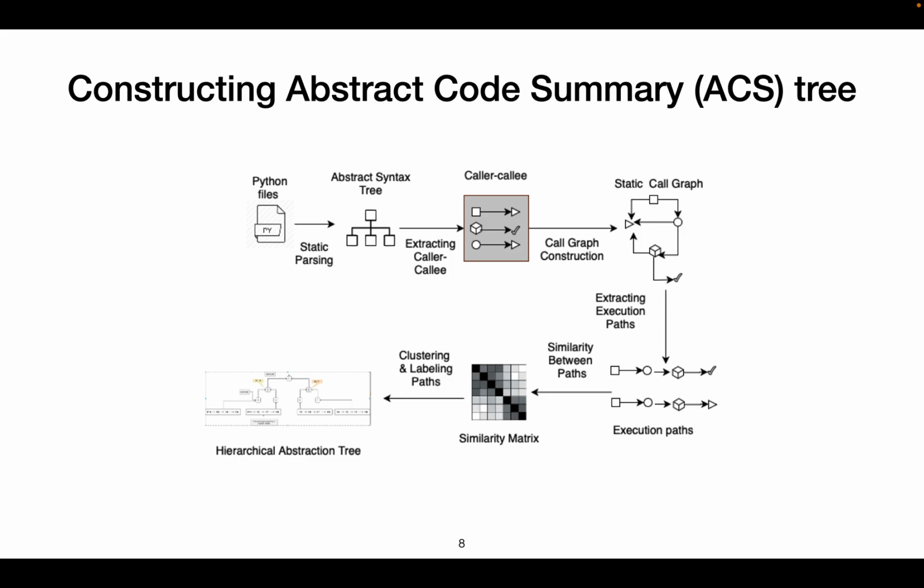in development activity. So first we get the Python files, as our subject system was in Python. Then we generate the abstract syntax tree, and from the syntax tree we can get the relationship between different methods. We call this caller-callee relationship, and from that we simply build a static call graph. And this call graph has all the execution paths, so we run a modified DFS algorithm to find all the execution paths. So here we see the execution paths, and these paths are the building blocks for the abstract code summary tree.